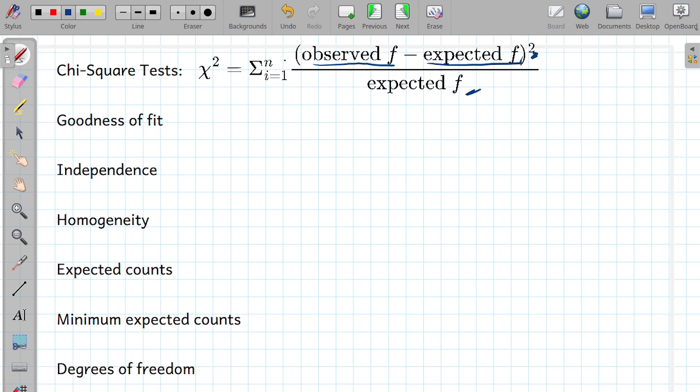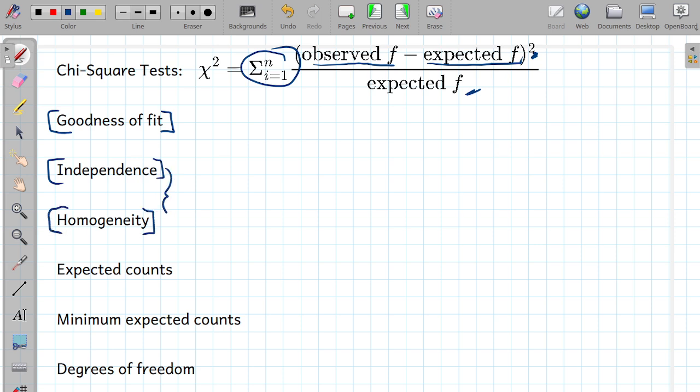So that's why we have to add them all up to get the final result. What are the 3 tests? Well, the first test is the goodness of fit test. And then we have the test for independence and the test for homogeneity. You're saying, that's a lot of stuff.